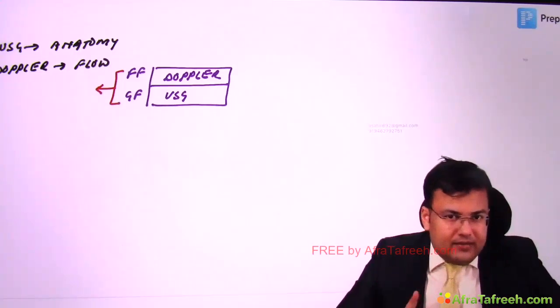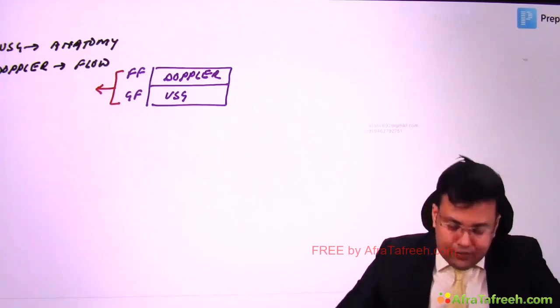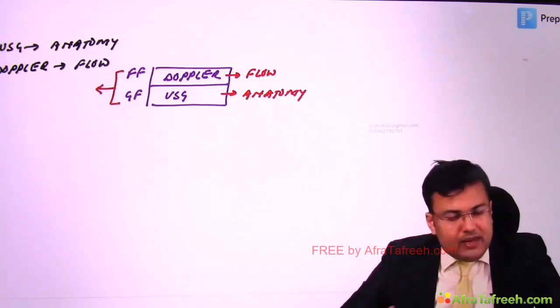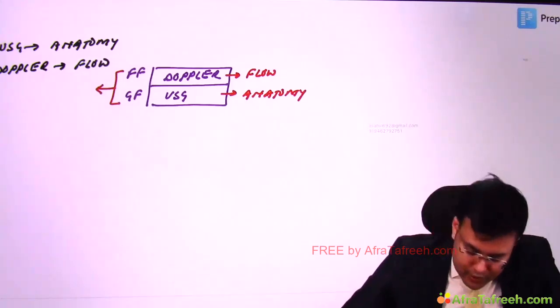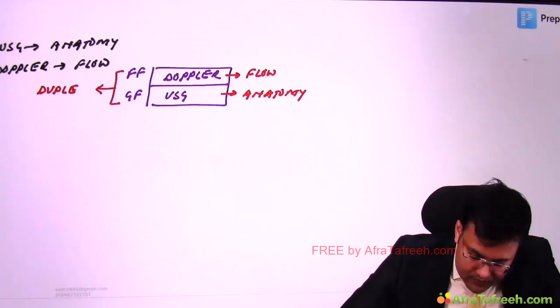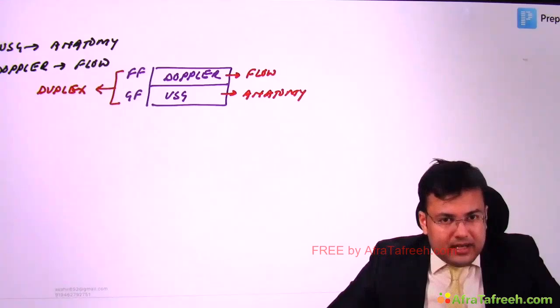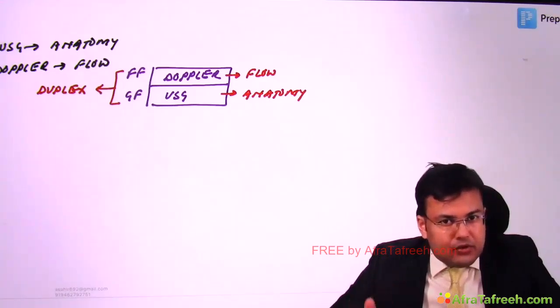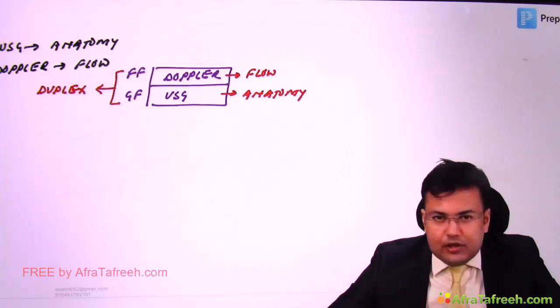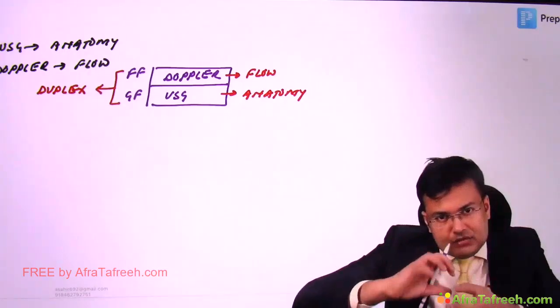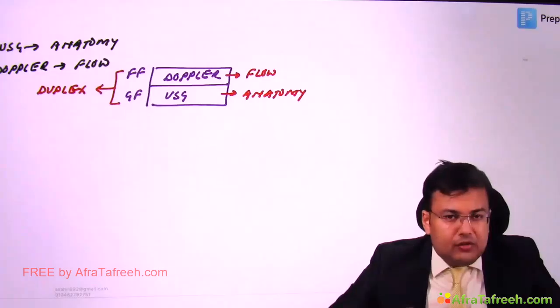Now imagine if I want to assess only flow, I go for Doppler. If I want anatomical delineation, I just go for ultrasound. But if I want to assess the anatomy as well as the flow, I go for duplex, right? Now let's discuss it with an example. In portal hypertension, in some cases there is increased flow, so you want to assess the flow. What is the investigation of choice? Doppler. In cases of testicular torsion, what happens? The vascular flow of the testis is decreased, so you have to go for Doppler.